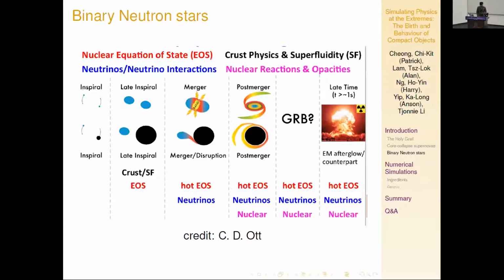This is the same cartoon with slightly more technical details. To investigate the dynamics of such a binary neutron star, we need to take into account much microphysics, such as how neutrinos interact with others, nuclear physics, the hot equation of state, and so on, which is one of the holy grails of this kind of study.